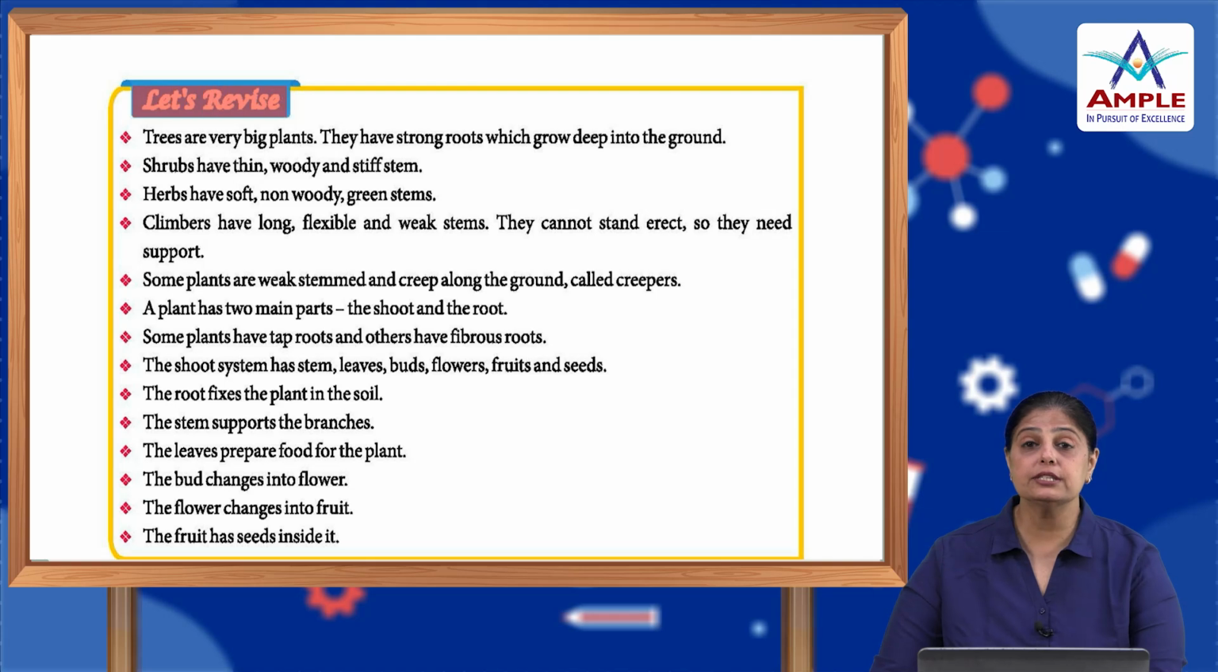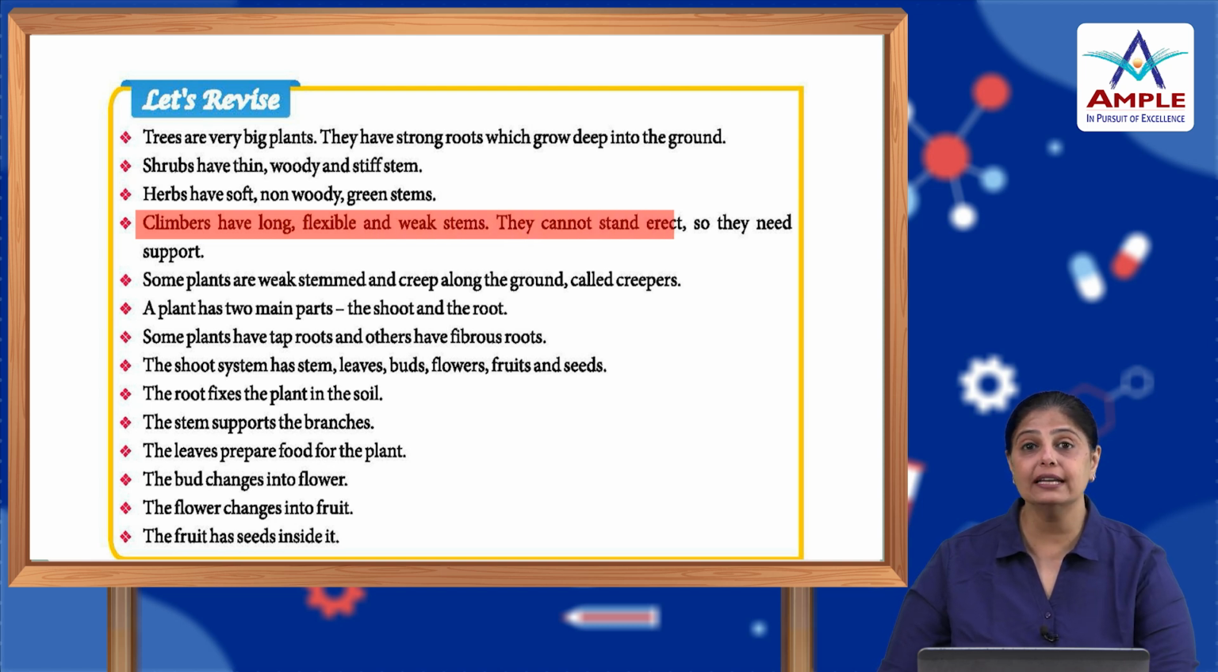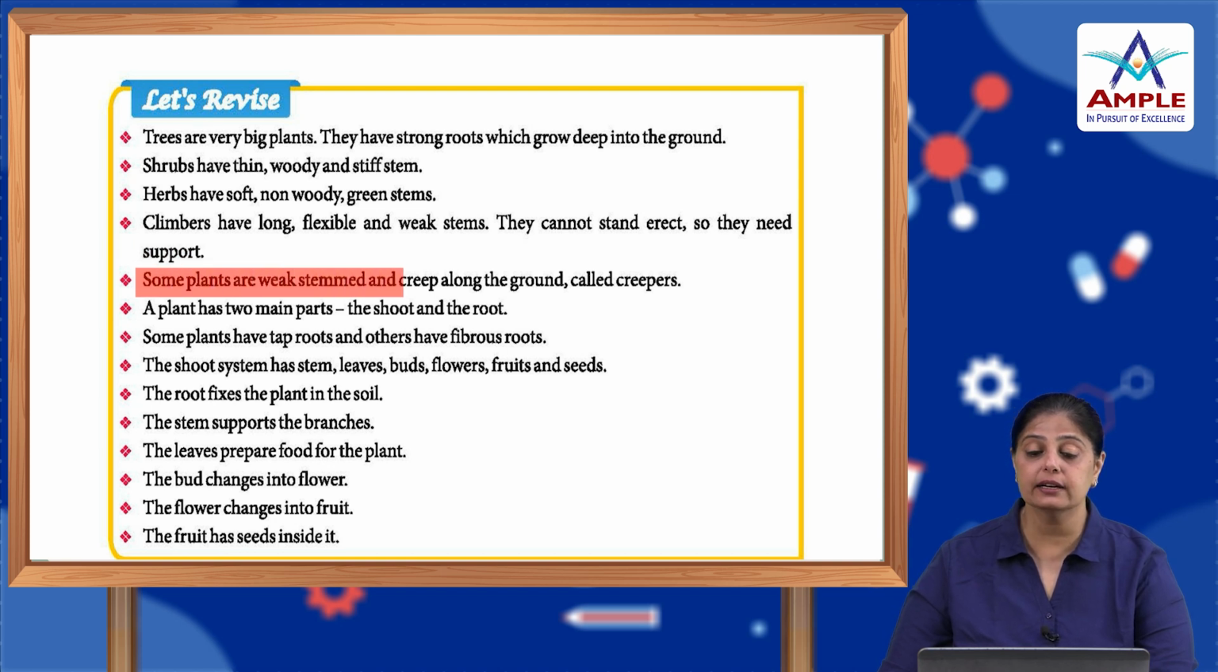Now, let's revise this chapter. I hope you followed all these different processes of different plants, and how they are useful to us. What are the different parts of the plants? Let's revise this. All right. What are trees? They are very big plants and they have strong roots which grow deep into the ground. Shrubs have thin, woody and stiff stem. Herbs have soft, non-woody and green stems. Climbers have long, flexible and weak stems. They cannot stand erect, so they need support. Some plants are weak stemmed and they creep along the ground, and hence they are called creepers.